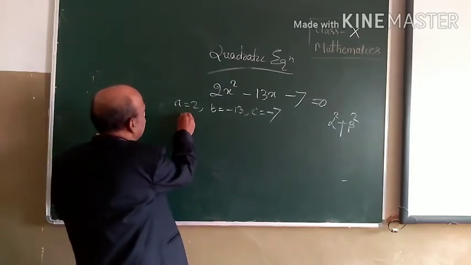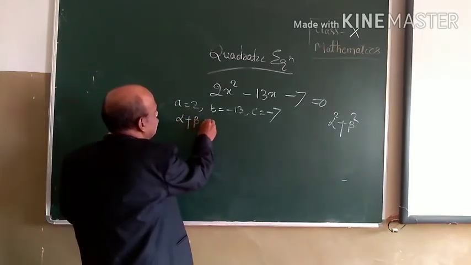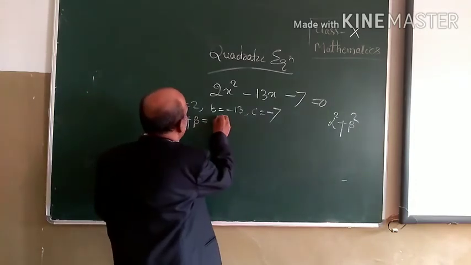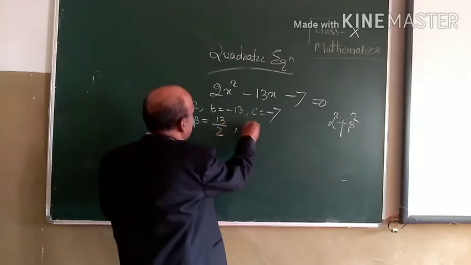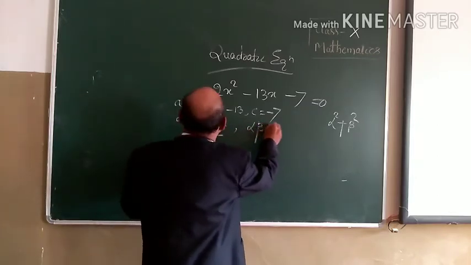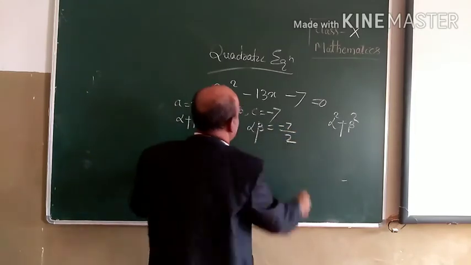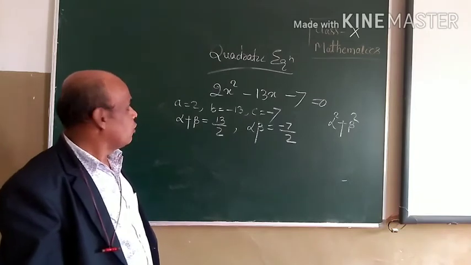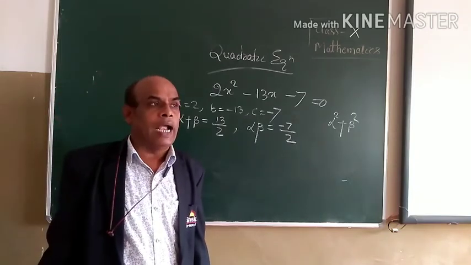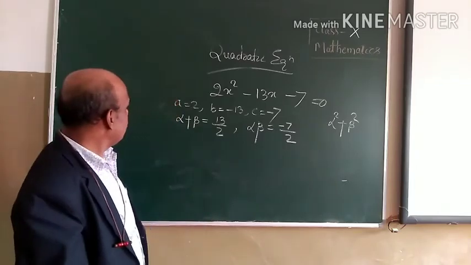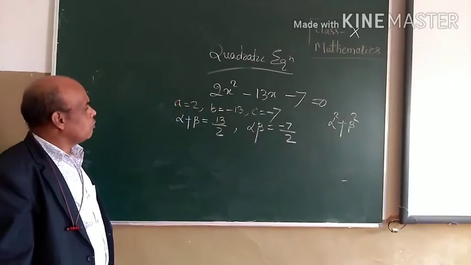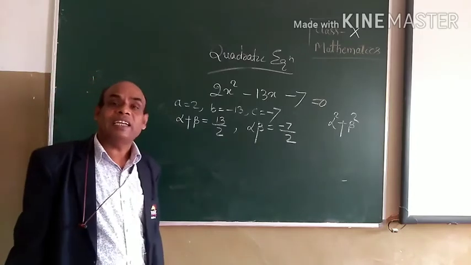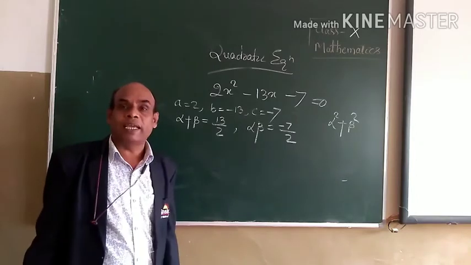Then you write the sum of the roots, alpha plus beta, that is equal to what? Minus b by a. Already you got 13 by 2. And then you have to find alpha into beta, that is equal to c by a, which means minus 7 by 2. So first, that is your work. If the question is like this, always find the sum of the roots and the product of the roots.